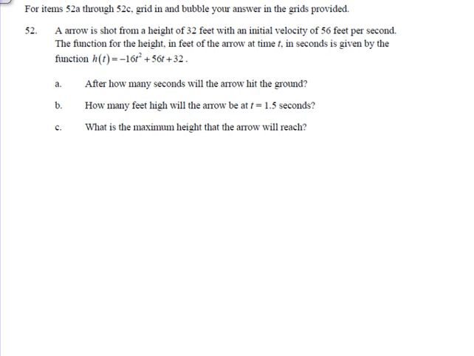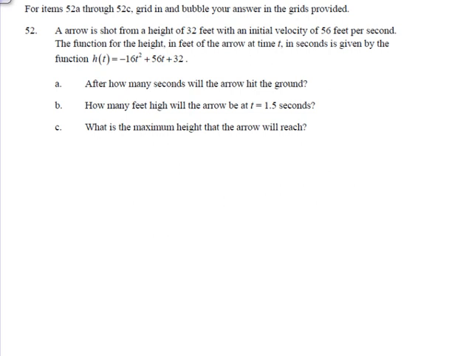For 52, it says an arrow is shot from a height of 32 feet with an initial velocity of 56 feet per second. The function for height in feet of the arrow at time t in seconds is given by the function negative 16t squared plus 56t plus 32. Again, notice we don't have anything saying we can't use a calculator. Alright, so question A, how many seconds will the arrow hit the ground? How many feet high will the arrow be at 1.5 seconds? And what is the maximum height the arrow will reach?